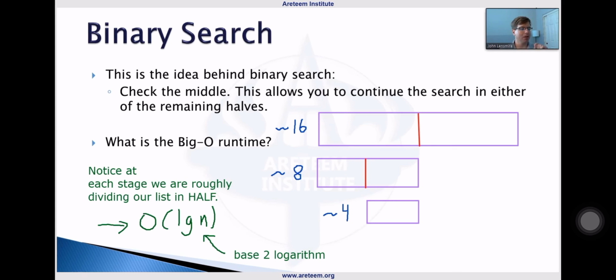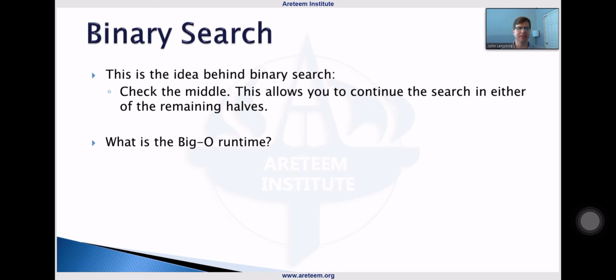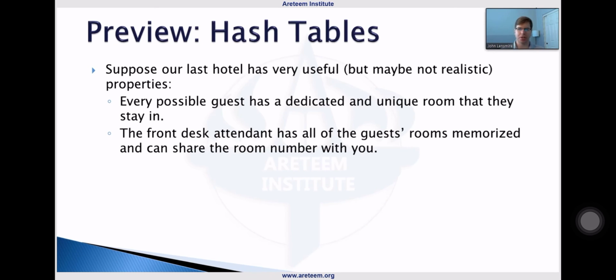Okay, as our last little thing here, I want to do a preview of the best case scenario. This is something we're going to talk about in the future. This is a preview of something called hash tables. Our last hotel here has very useful, but maybe not realistic, properties. It's like an exclusive hotel, so every possible guest has a dedicated, unique room that they stay in. And further, the front desk attendant can tell you that information. They don't know if the person is there or not.